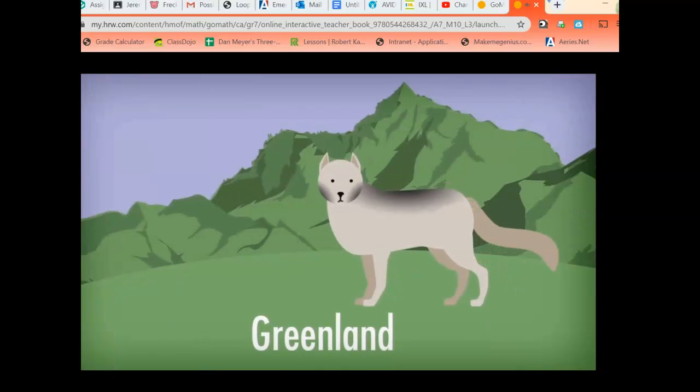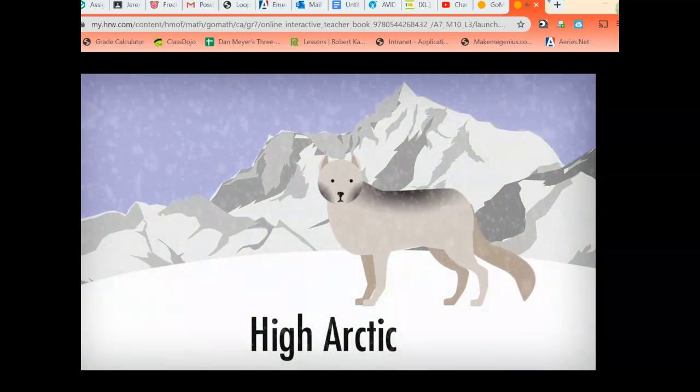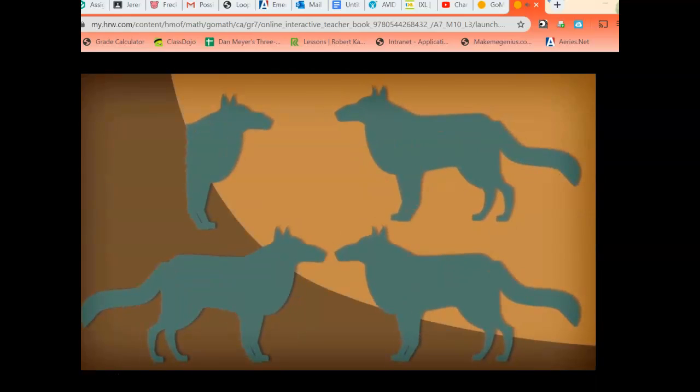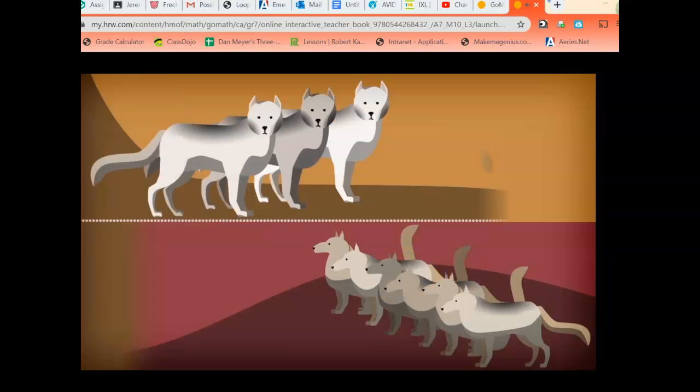Next, you find out about a wolf population in Greenland, way up in the high Arctic. Despite its name, Greenland is pretty snowy. Maybe it should have been called Whiteland. Here, the mean pack size of the wolf population is 3 3/10, with a mean absolute deviation of 0 4/10.